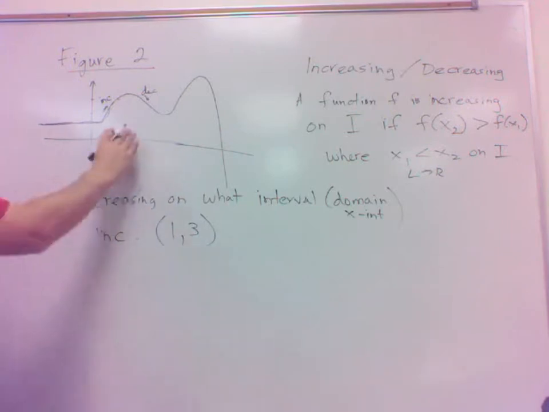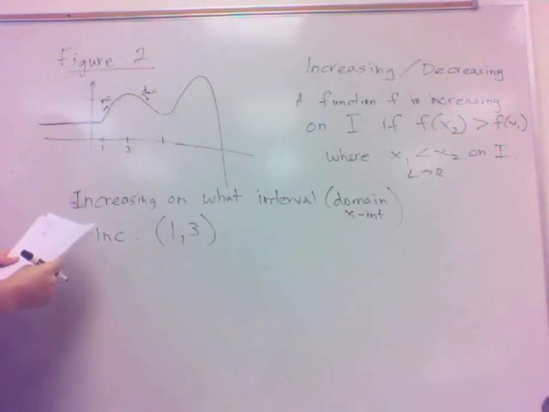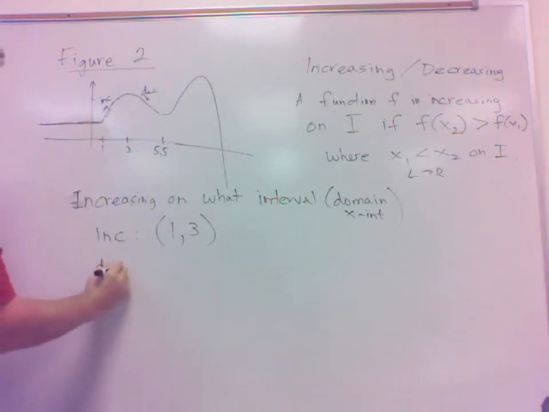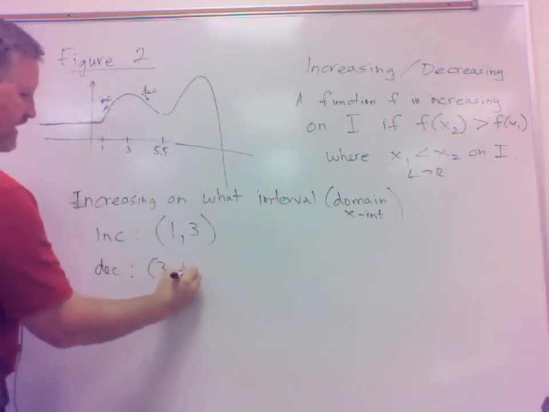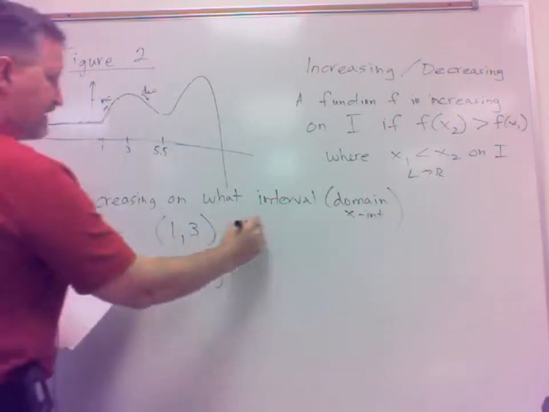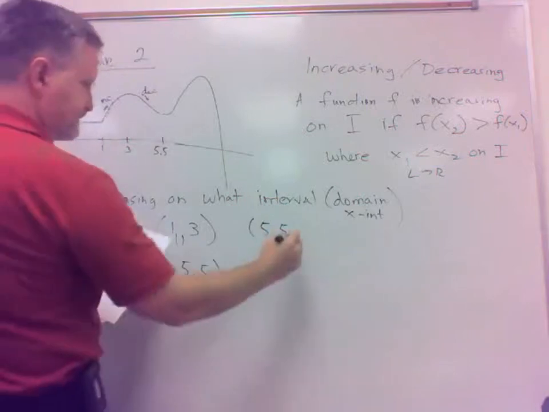Then at decreasing, it picks up at 3 and decreases to here, which it looks like there is, what, about 5.5? Yeah, that's about 5.5, not quite 6. So it's decreasing then from 3 to 5.5. And then we pick up increasing again. 5.5, it increases to, what, to 7?